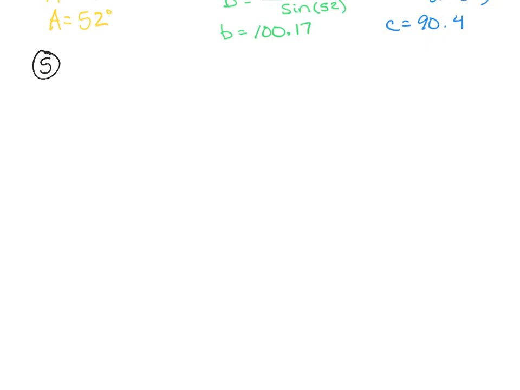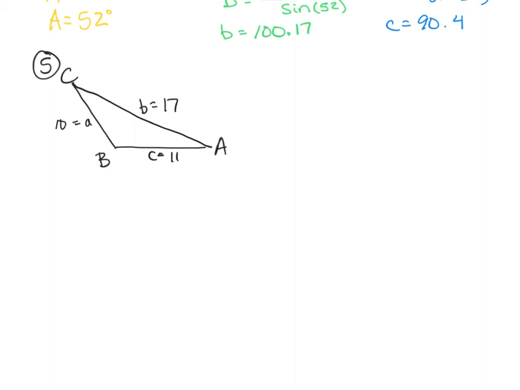For problem number 5, we are given another triangle that is already drawn for us. How nice, how convenient. Looks something like this. We got A, C, B. Let's see, we know all of our side lengths this time. We know that B is 17, we know that C is 11, and we know that A is 10.